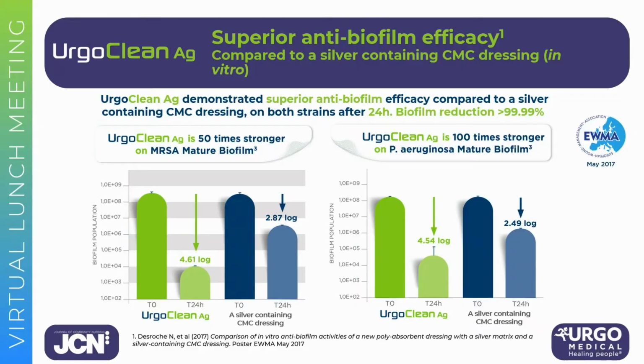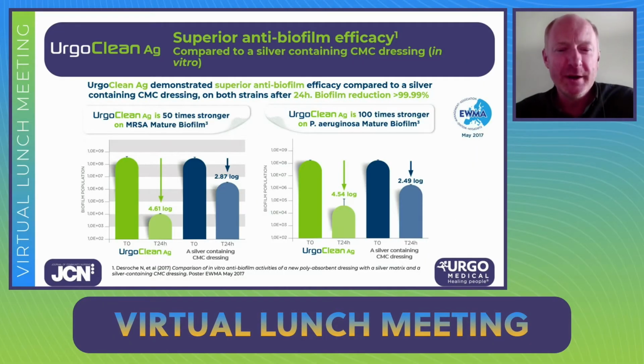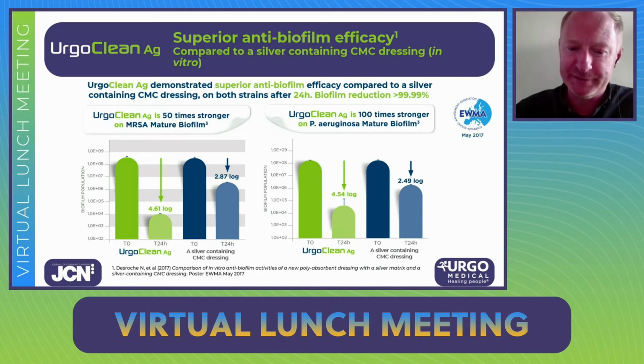So again, there you can see the polyabsorbent fibers of UrgoClean Ag. When they come into contact with the wound, they gel, they swell, and they bind on to the biofilm and lift it off, enabling the silver ions to kill the microbes.